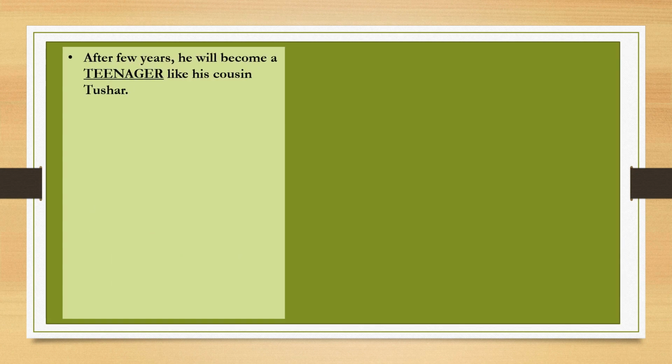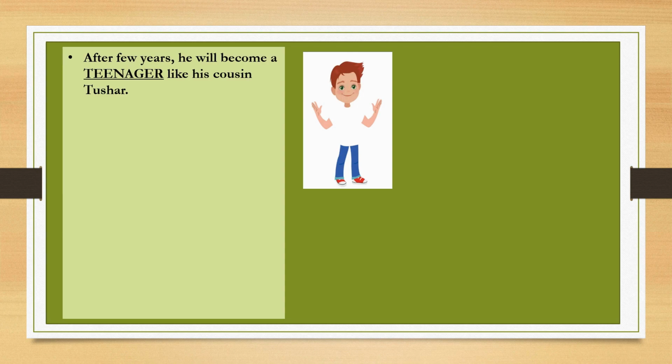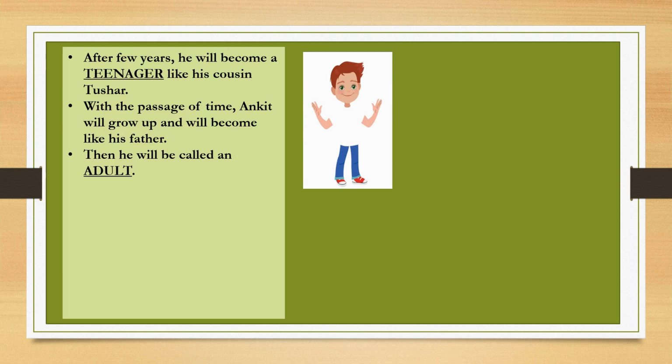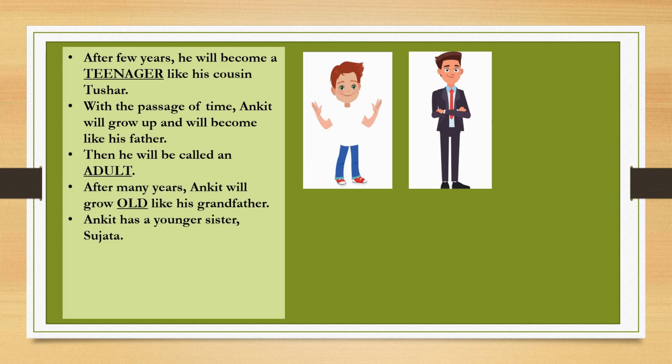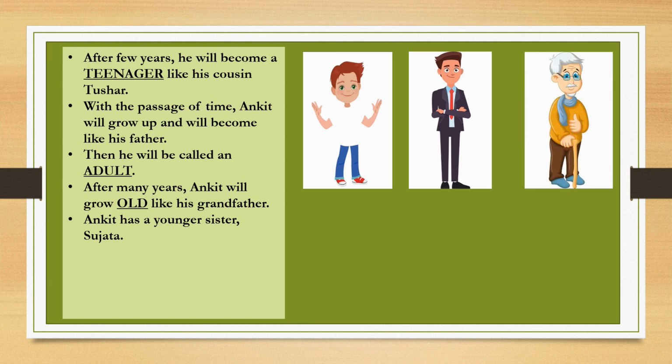Now let's see further what happens. After a few years, Ankit will become a teenager, just like his cousin Tushar. With the passage of time, Ankit will grow up and will become like his father. Then he will be called an adult. After many years, Ankit will grow old like his grandfather.